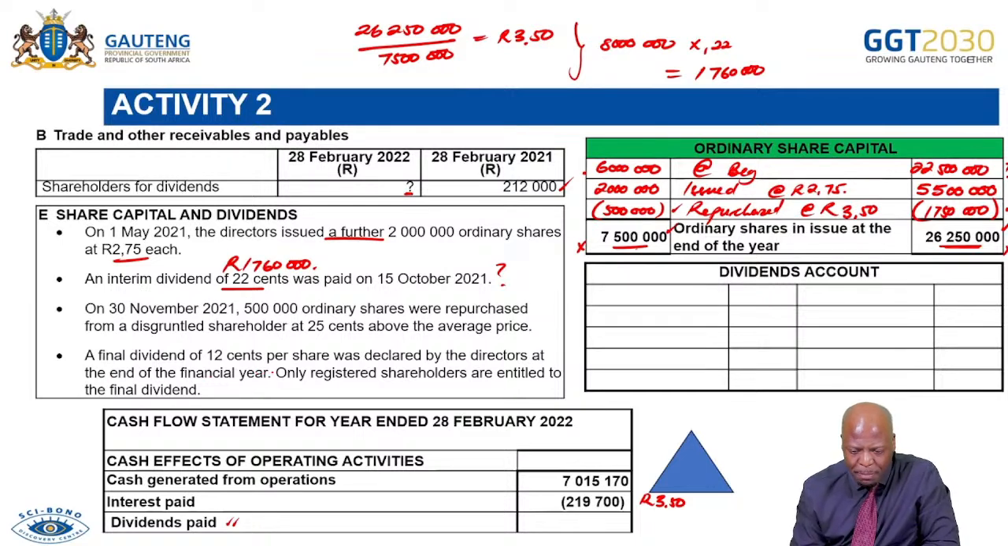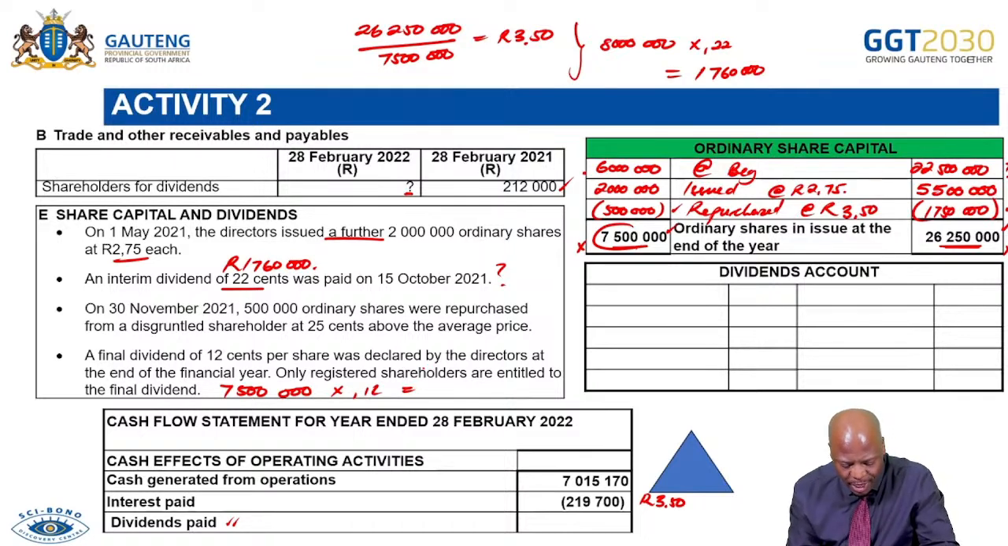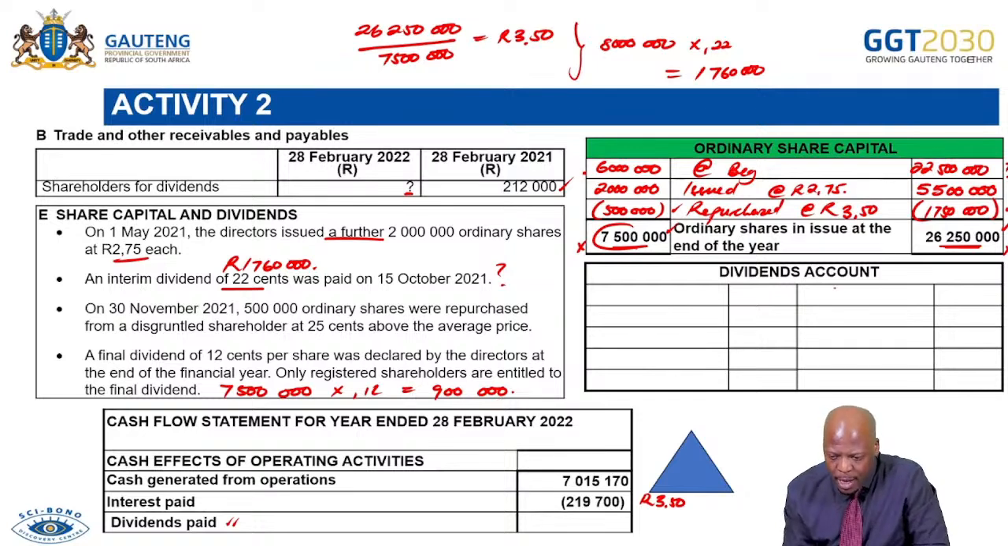A final dividend of 12 cents per share was declared by the directors at the end of the financial year. Only registered shareholders are entitled. So how many registered shareholders? 7.5. So we're coming here to say we have 7.5 million shares in issue and they're getting 12 cents. How much is that going to give us? If you punch that in your calculator, you should get 900,000.